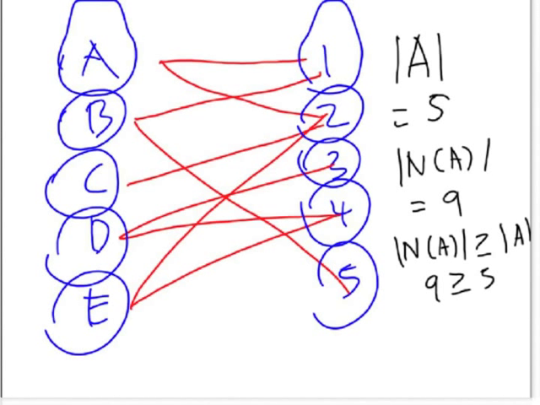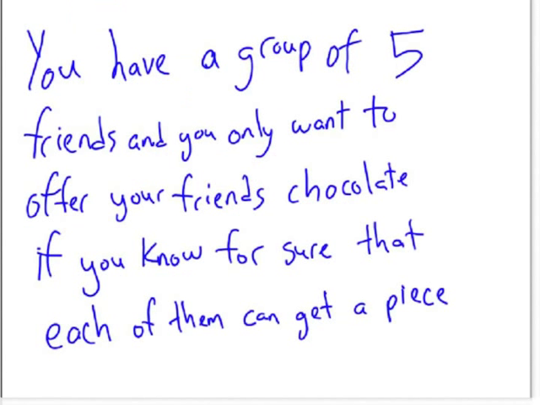So from this, we can determine that the set A, which is A, B, C, D, E, has a cardinality of 5, and the neighborhood of A has a cardinality of 9. As you can see, there are 2 for A, 2 for B, 1 for C, 2 for D, and 2 for E. Therefore, that adds up to 9. And using Hall's condition, 9 is greater than or equal to 5. Therefore, Hall's condition holds. And by applying Hall's theorem, we can determine that there is a complete matching in this example. Therefore, you are able to offer each of your friends a piece of chocolate.